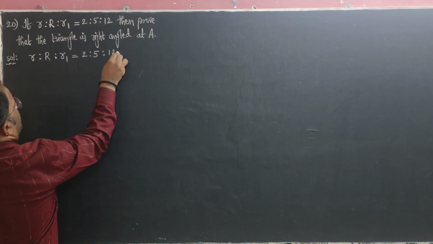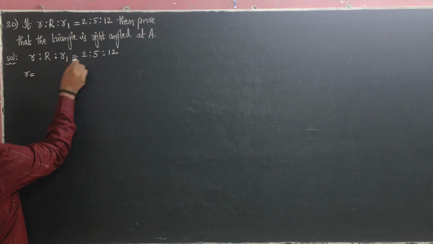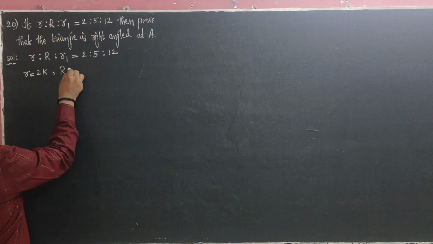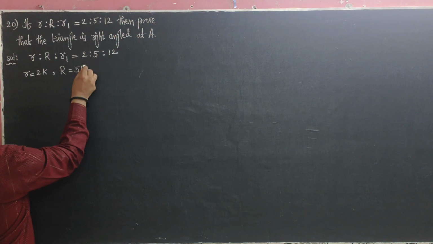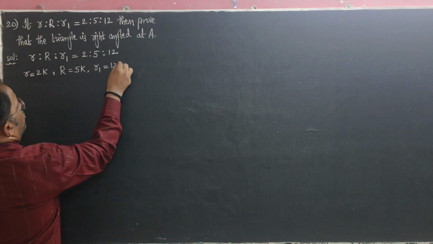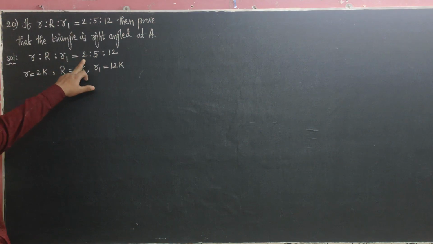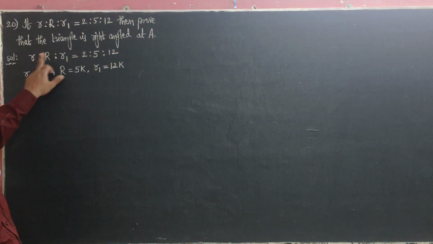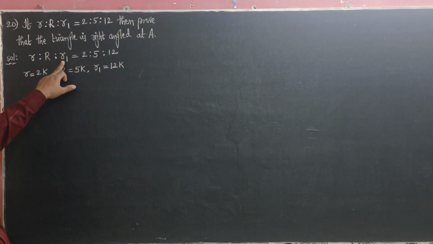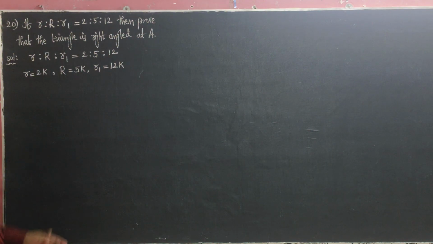2:5:12. Clear? Right. Let it be any constant k. Small r equals 2 into any constant k, capital R equals 5 into any constant k, and small r1 equals 12 into any constant k. r, R, r1 in the ratio 2:5:12 means r equals 2k, R equals 5k, r1 equals 12k. Any constant, k की जगह पे अपन कुछ भी ले सकते.